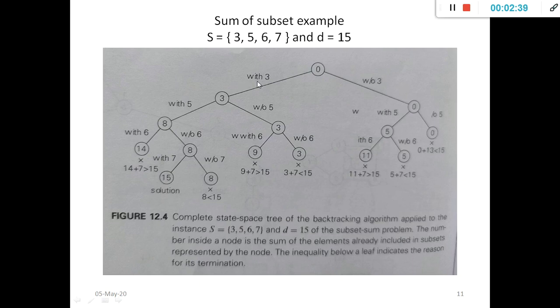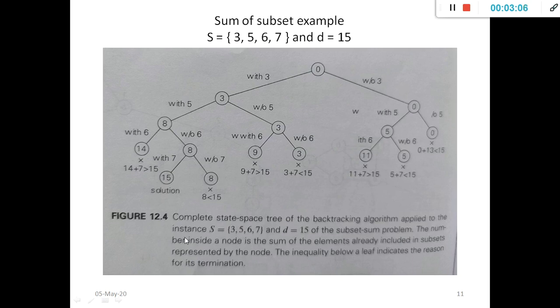When you include the very first element, 3, into the subset, you get the next node value as 0 plus 3, that is 3. Then include the next element, 5, into the subset, and you get the next node value as 3 plus 5, which is 8.